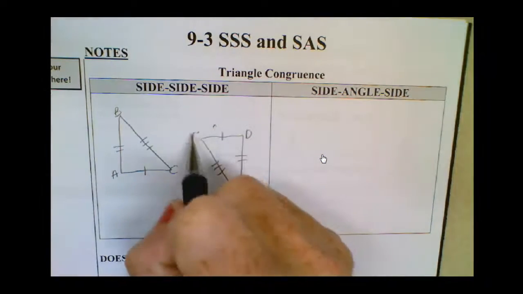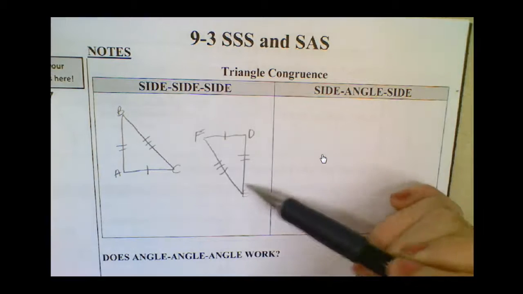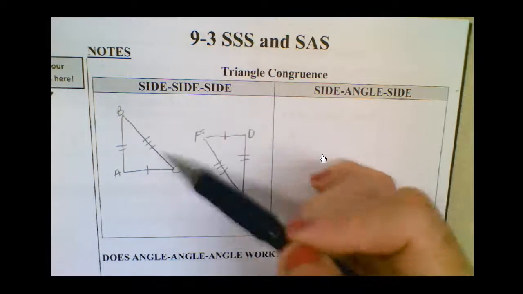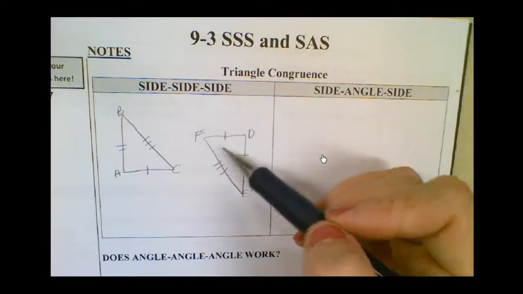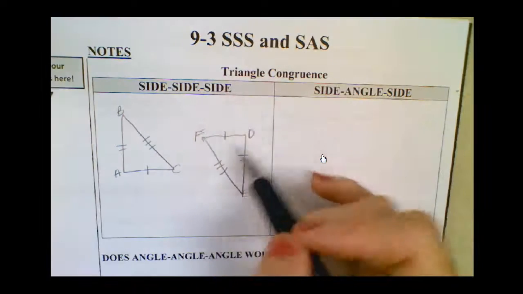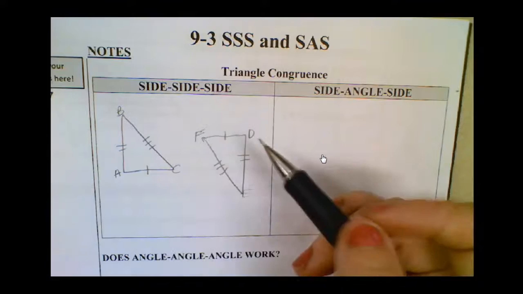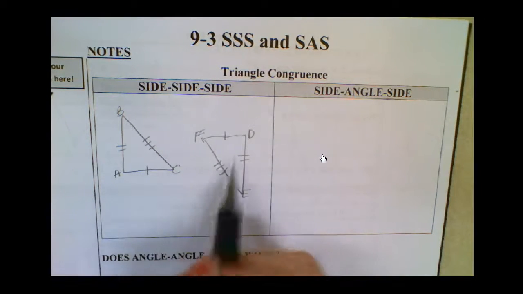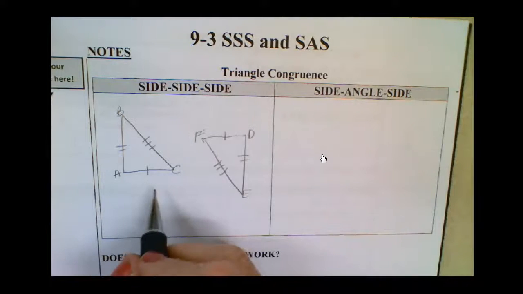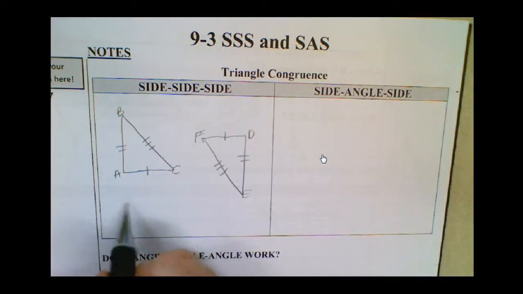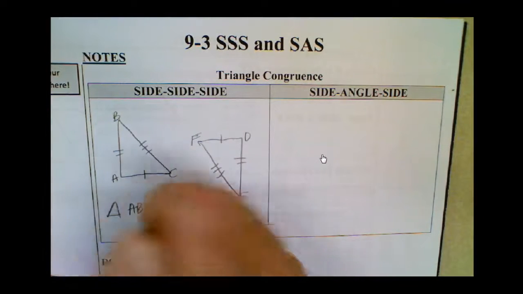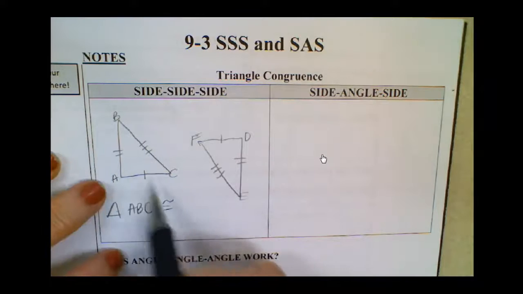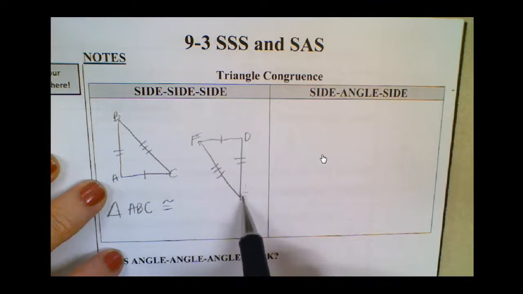D, E, F. So anytime I have two triangles that have exactly the same side lengths, there's only one way I can put those two triangles together. So all of their angles by default will be the same, no matter what I do. There's only one set of three angles that these two triangles can be. So if I have three congruent sides, then I have two triangles that are congruent, and all of their sides and angles therefore would also be congruent. So the way I would write that is triangle ABC is congruent to triangle DEF.